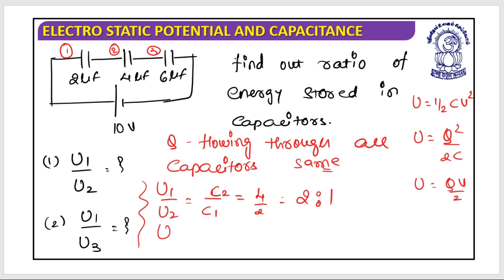Great. Now again U1 is to U3. What can I do? Its charge would be the same. So this would be C3 is to C1, and C3 is 6 microfarad, C1 is 2 microfarad. This is 3 is to 1. That's it. Did it. Great job.